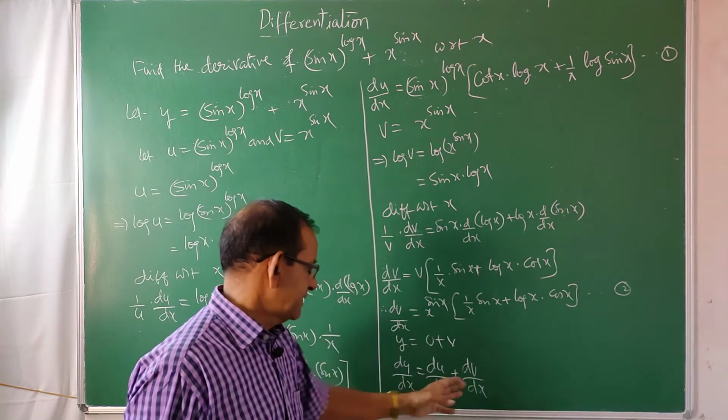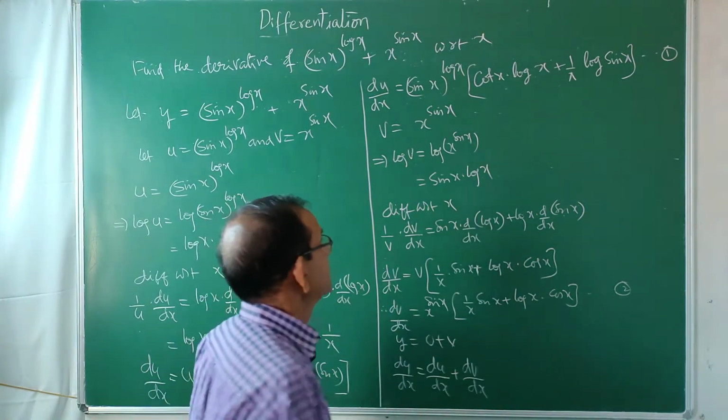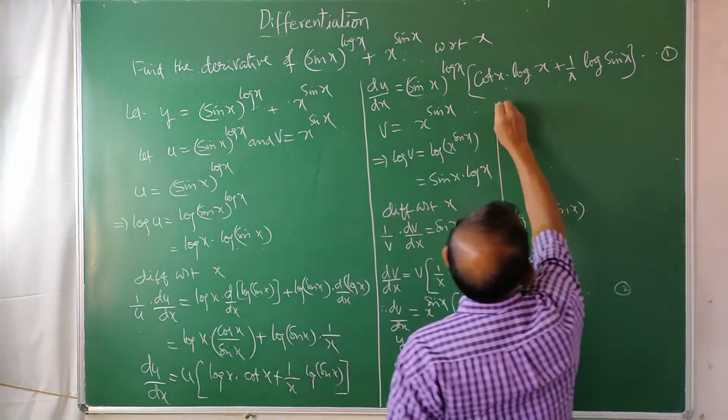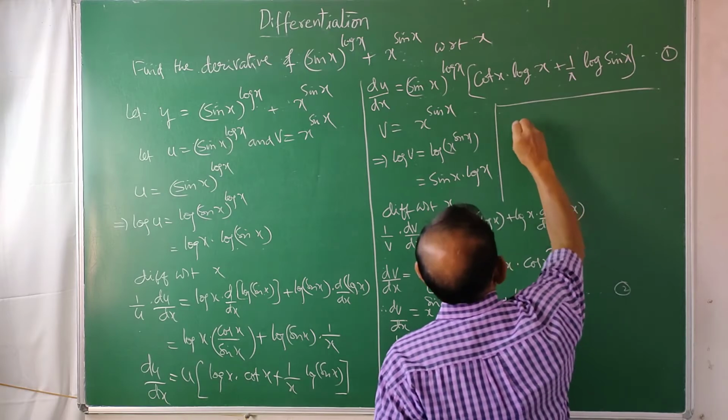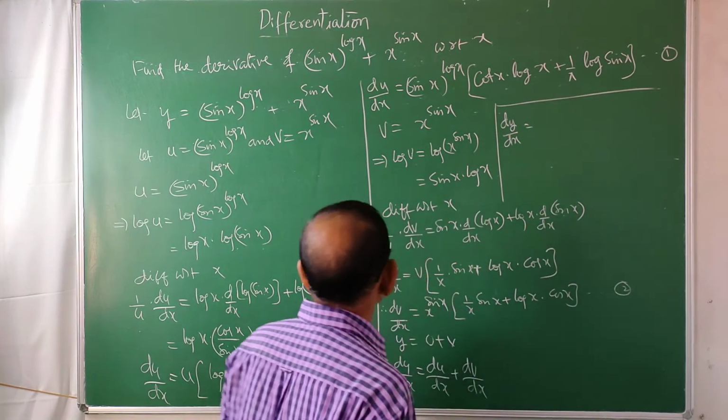You have to add these two. du by dx is there in 1, dv by dx is there in 2. So therefore dy by dx is equal to, first you write the value of du by dx.